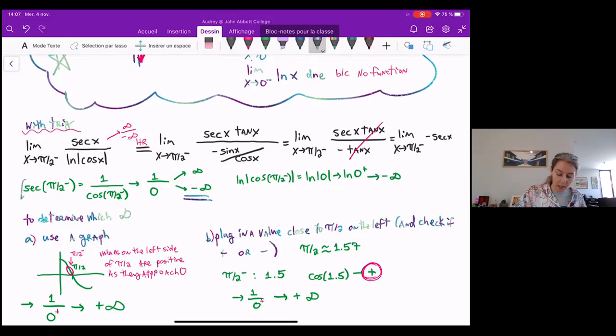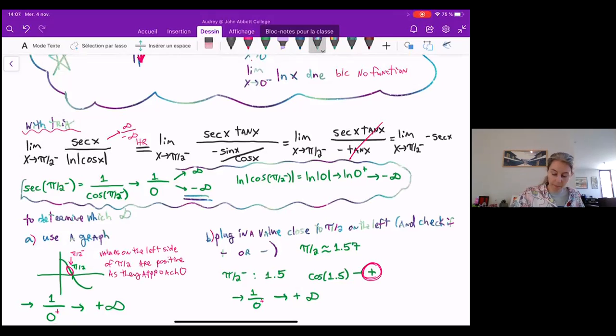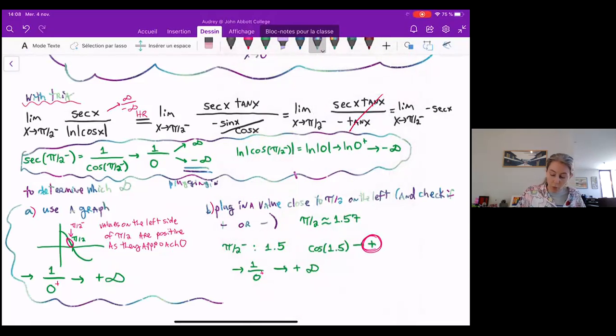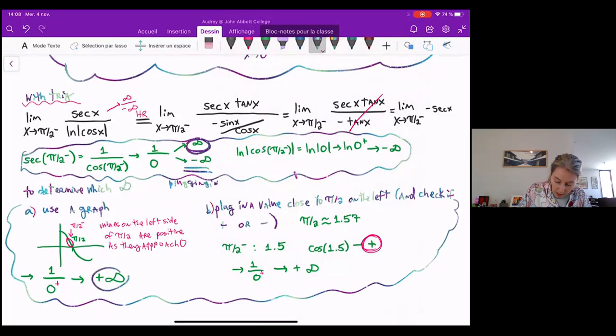So here, this was our plugging in step. And then this was our figuring out how to deal with the 1 over 0 step that we ended up having to use at the end here, because secant of pi over 2 from the left, we already figured out was that positive infinity right here. So this means this is negative 1 times positive infinity, and the answer here is actually negative infinity. Negative infinity. So that is our final answer.